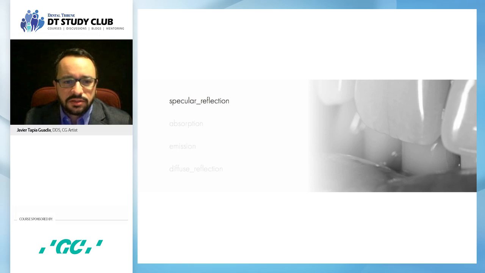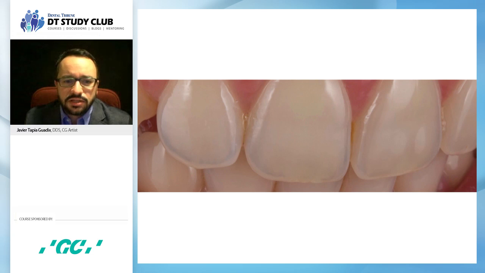So let's start with specular reflection. Specular reflection is what we see on the surface of the tooth. The light is going to be reflected on the surface, so we don't have any modification of the light. The light is still the same. As you can see here in this picture, you will see the reflection of a flash in the surface of the tooth. And this light has not been modified. It has the same color as when it was emitted from the flash.